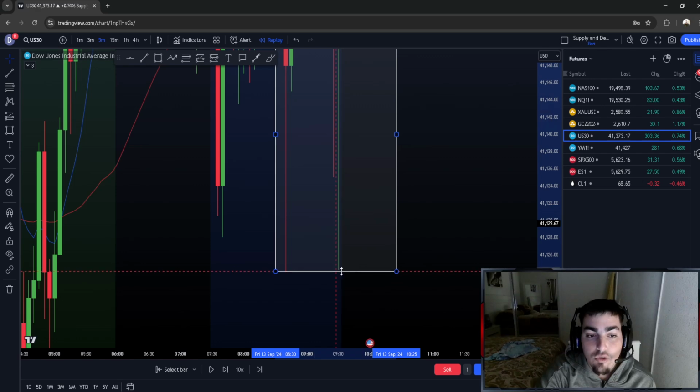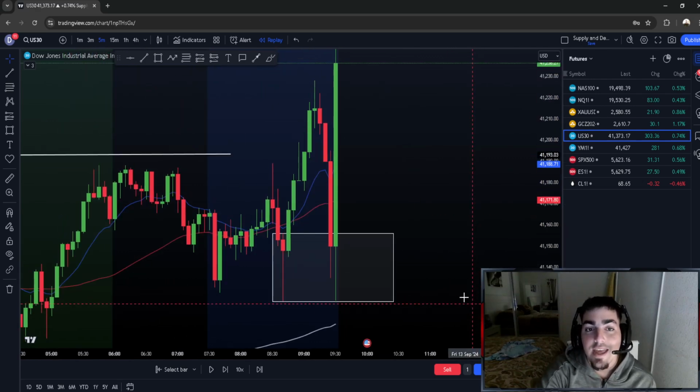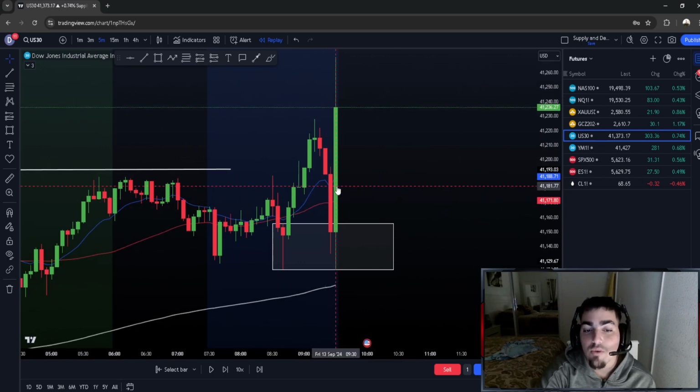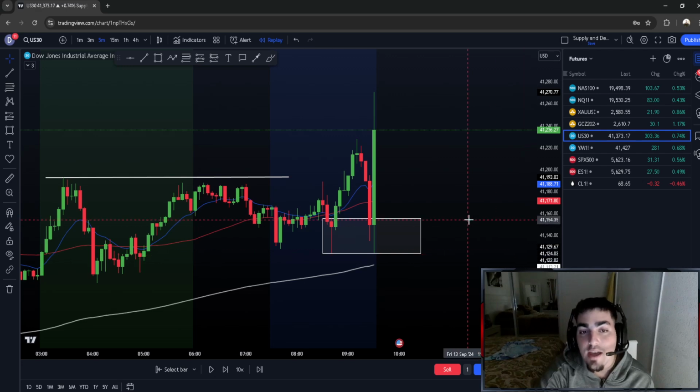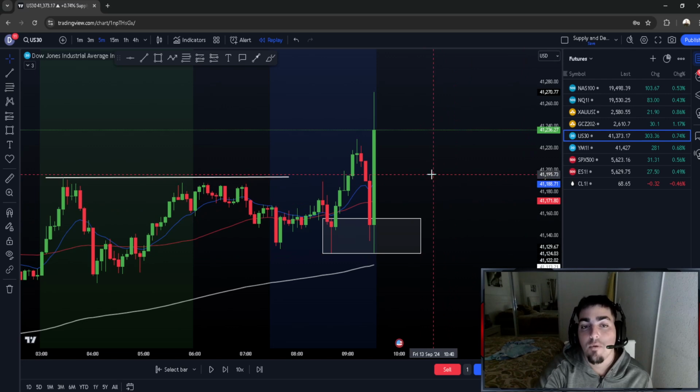Right here, if we zoom in a little bit, it actually was still valid. It never invalidated the zone. It was a beautiful demand setup, but again, this was 9:30 a.m., so I don't trade 5 minutes before the NYSE open. I close all the positions and I don't take any trades until like 9:35, 9:40.